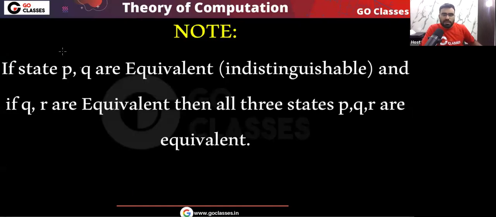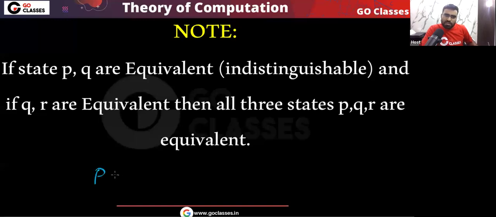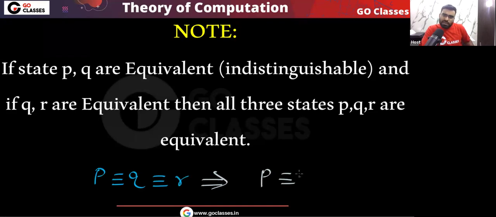And remember, this is a very simple point. If P, Q are equivalent, and let's assume Q, R are equivalent, then can I say that all three will be equivalent? Tell me. See, P is equivalent to Q. Q is equivalent to R. Can I say they also will be equivalent? Yes, here all three will be equivalent. Yes or no? Is this clear? Notice, if P is equivalent to Q, Q is equivalent to R, then easily we can say that P will be equivalent to R, and I can say that all three will be equivalent. Yes or no? All three states will be equivalent in this type of situation.